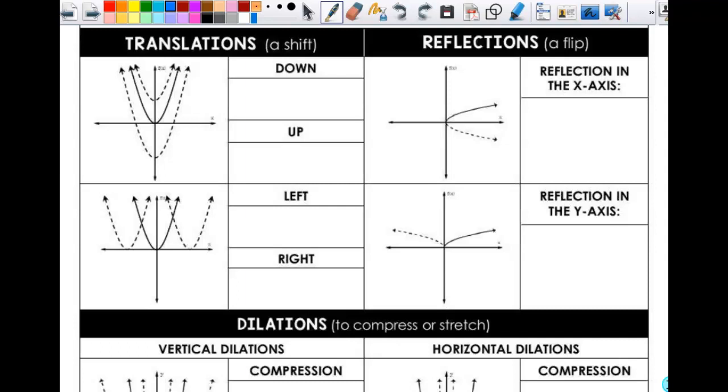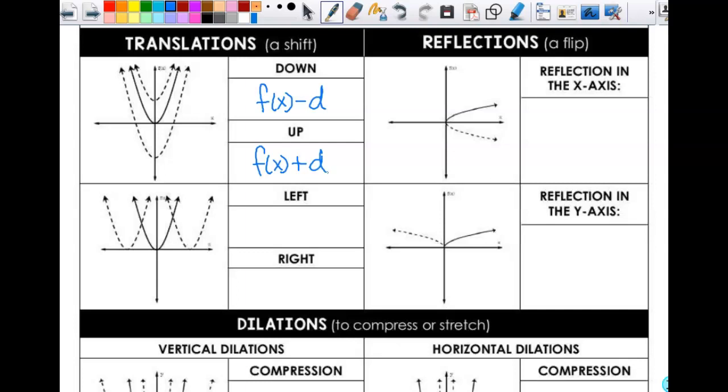So we have translations. If this solid line is f of x, if I shift it up or down, then the down is going to be f of x minus d. And if I shift it up, it's f of x plus d. Okay, that f of x being whatever function it is, like x squared plus 5 or something like that. But it's after you do whatever the operation is, squared for a quadratic, square root for a square root, whatever. It's outside of all of that.